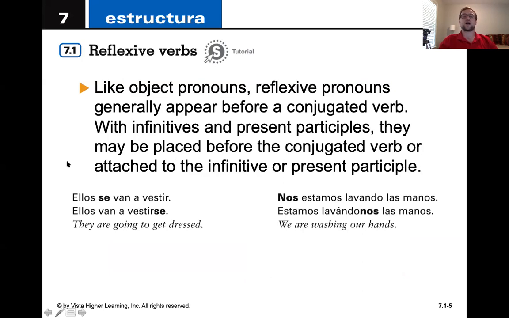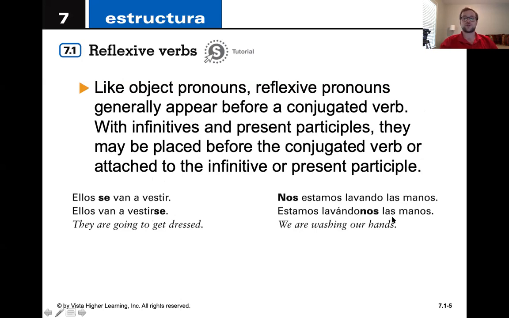Bien. Now, like our object pronouns, reflexive pronouns generally appear before a conjugated verb, except for this exception there with participles and with infinitives, like we looked at in the last chapter. And they may be placed before the conjugated verb or on the end of the infinitive or present participle, right? Ellos se van a vestir, or ellos van a vestirse. Nos estamos lavando las manos.